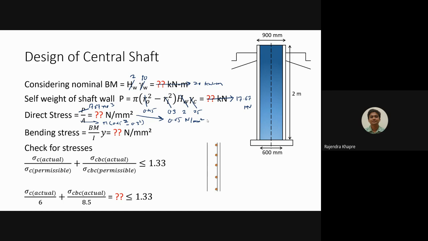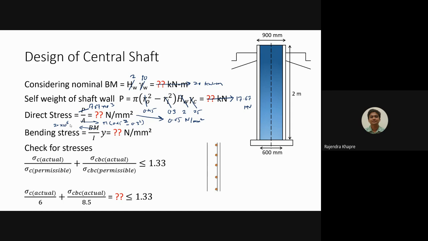Now coming to the bending stress. So bending stress is M by I into y. Bending moment, we have already calculated this value as 20, then it will be 10 to the power 6, because I am converting this into newtons and mm. Is it okay? Fine. And I by y.